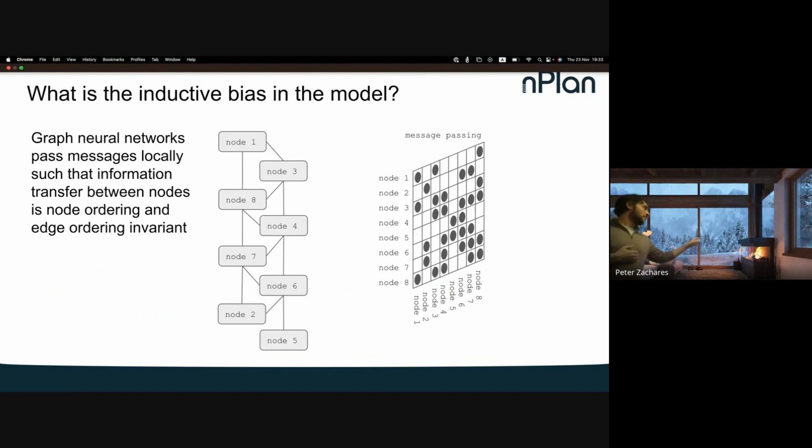But by doing this local operation, for each node 1, you're only taking into account the nodes near it. It actually makes the operation of calculating a new representation for the graph node order invariant, and then it's edge order invariant because you're not even ordering the edges in this case. So that's how message passing works. That's the main operation within GNNs, and that's how we introduce that inductive bias of being node ordering and edge ordering invariant.